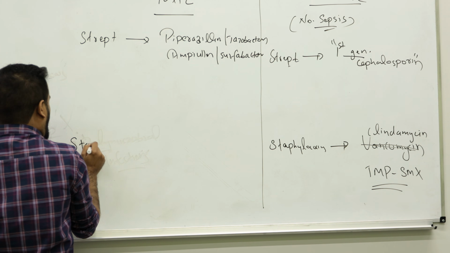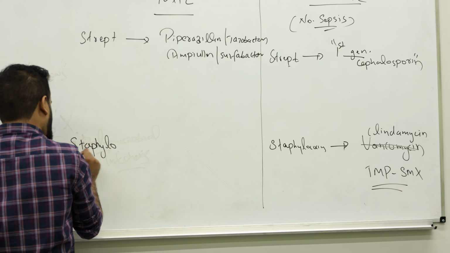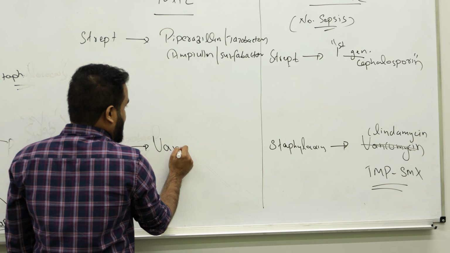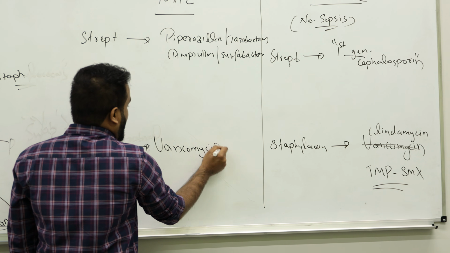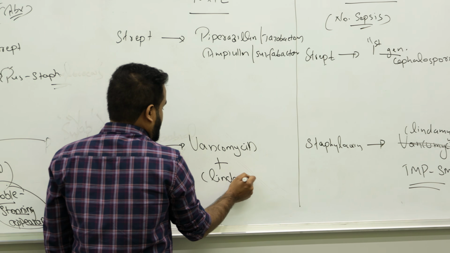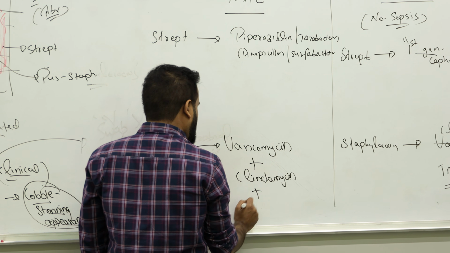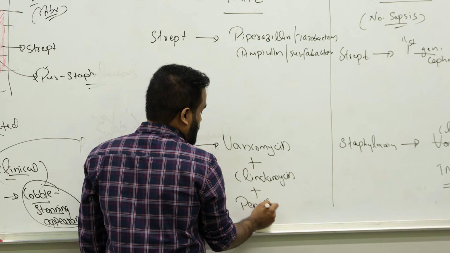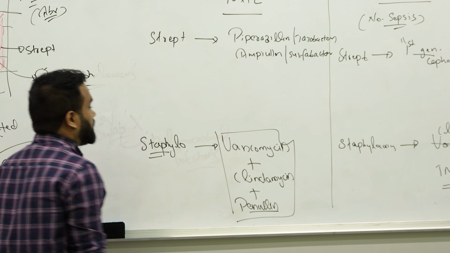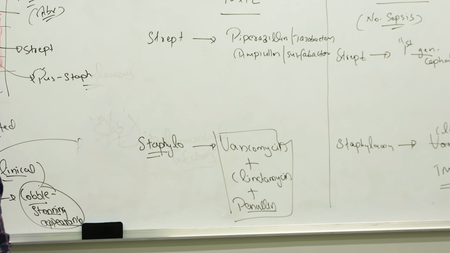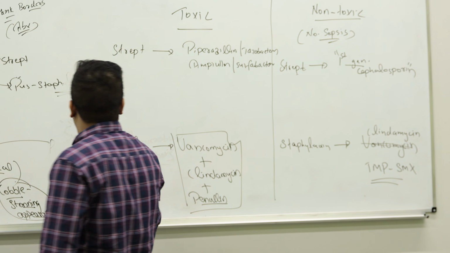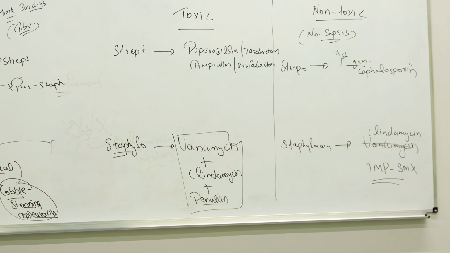For staphylococcus, we need more drug. For staphylococcus, we need what? More drug. Here we can add the powerful one, vancomycin, and clindamycin. Sometimes you can add here also what? Penicillin. So that's how you treat the toxic type of skin infection, that is cellulitis, and the non-toxic type, for treating the two classifications.